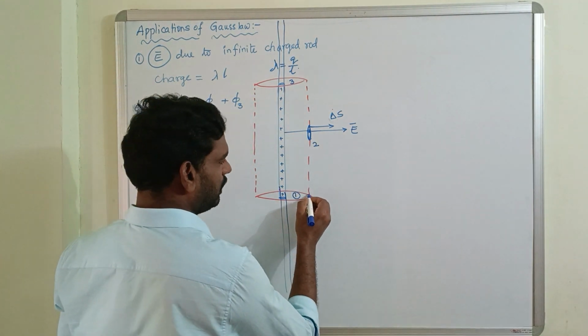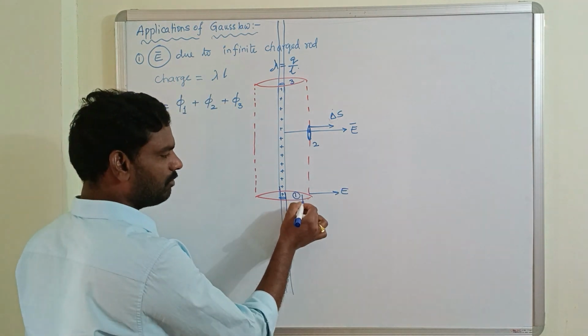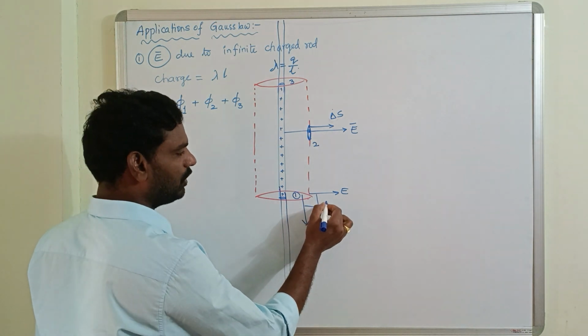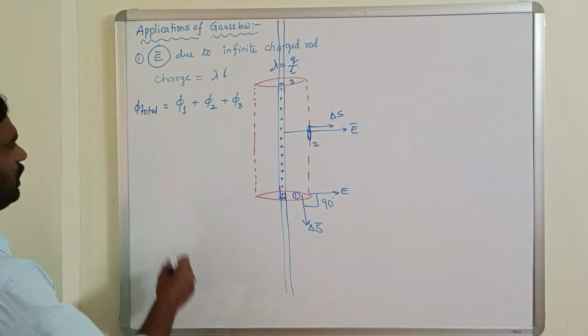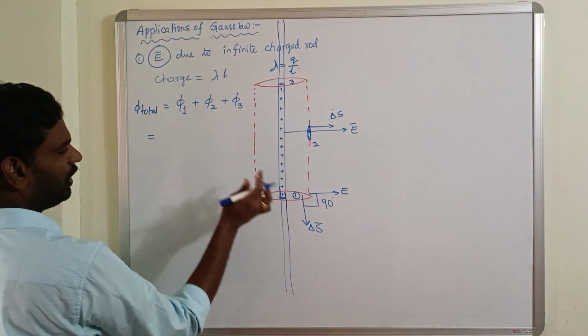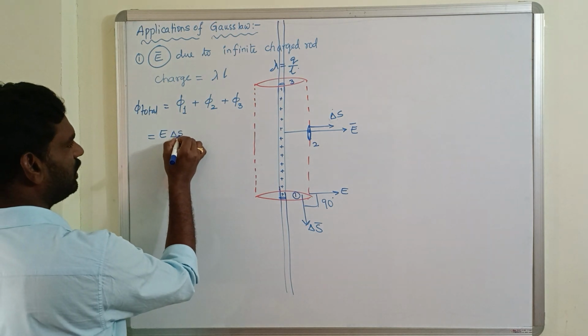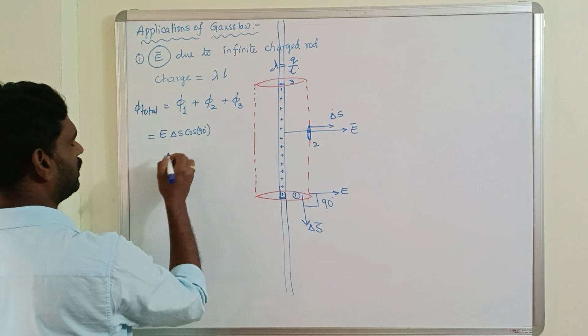At this point, the direction of electric field is like this, and the area vector is in the outward normal direction. So what is the angle between area vector and electric field? 90 degrees. We know that flux due to the first flat surface is E delta S cos theta. Theta is how much? 90 degrees.